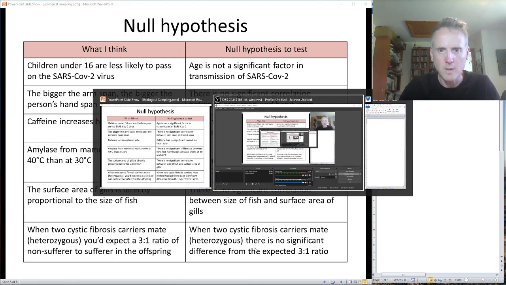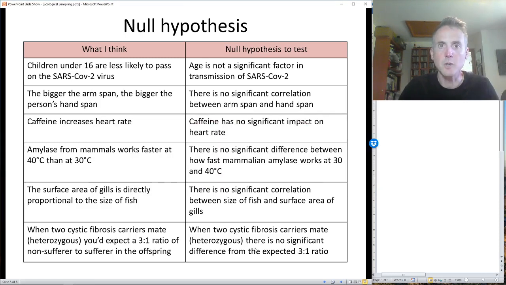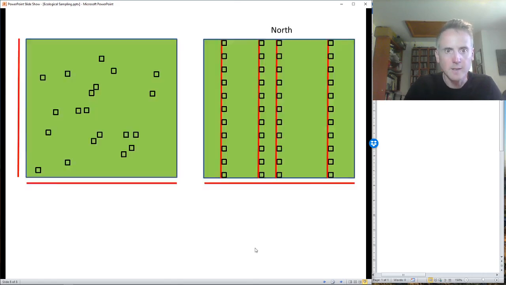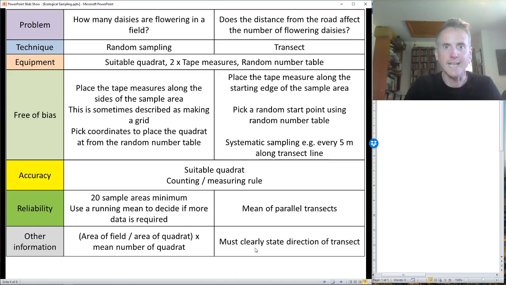So I'll stop there. Hopefully that was useful. Again, stop there and make sure that you do something about this. You might want to write down a couple of null hypotheses examples. You might want to look further into it. But crucially, I'd be making something that looks like this in your notes. Again, just a little table that shows you how to do it.